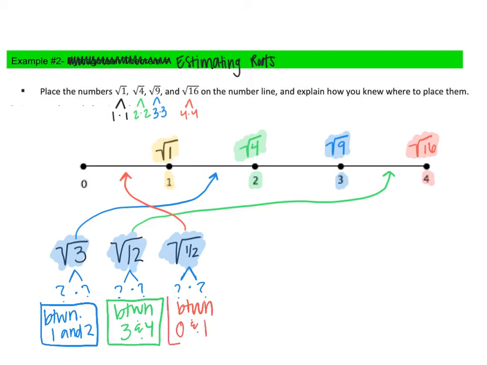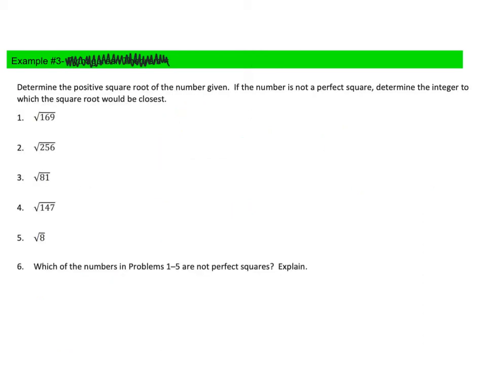So even when we can't find the perfect square mathematically, we can estimate where it would fall on a number line and what two numbers it's going to be in between. Okay, so we're going to do this today as well. Make sure you have this down before we move on to the next slide. All right, we're going to go ahead and get into our last example here. It says determine the positive square root of the number given. If the number is not a perfect square, determine the integer to which the square root would be closest.